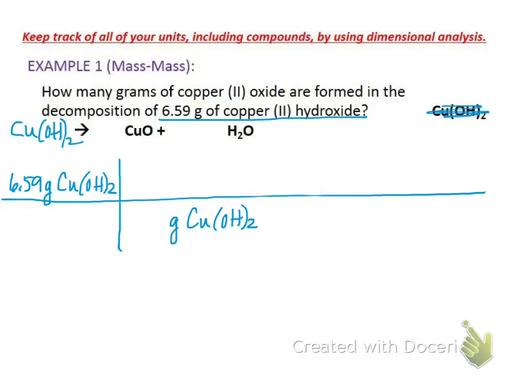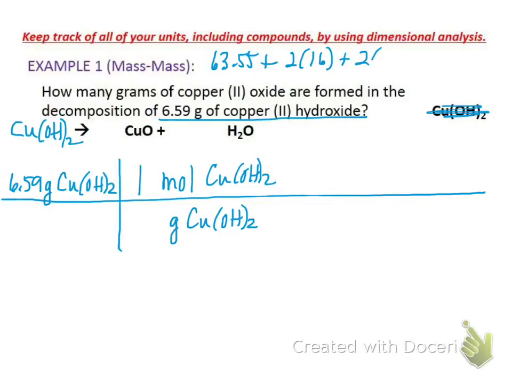And we already said we were going to use the mole ratio, the molar mass. So we know that it's going to be grams per 1 mole, always per 1 mole. So we have to go add up the molar mass. So copper is going to be 63.55 plus, we have 2 times 16 for oxygen plus 2 times 1.01 for hydrogen, and when we do that, we get 97.57. Remember, always 2 decimal places. So we'll plug that in, 97.57.